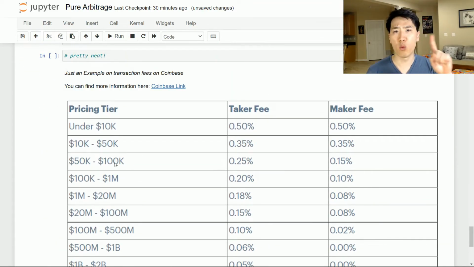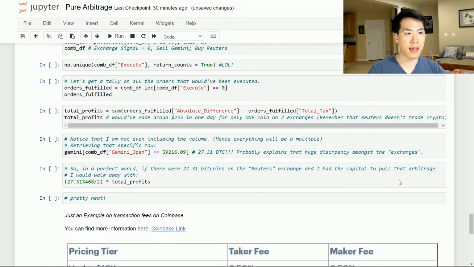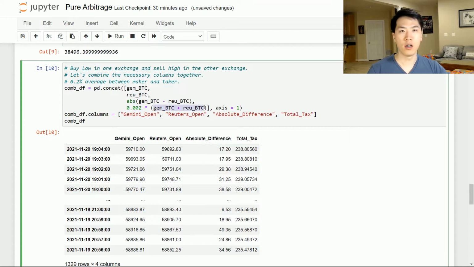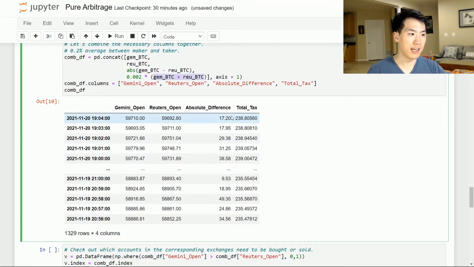So if you had one Bitcoin on two different exchanges, that's close to, let's say, $100,000 roughly. I just took the average, 0.2%. If I had $100,000 worth of capital, I took the average of the maker and taker fees, and I just multiplied that by the sum of two different Bitcoins on the separate exchanges. That's how you would calculate how much transactional tax you would have to pay. And notice that right out the gate, the total tax is a lot more than the spread. So therefore, you would not actually be executing on that potential trade.